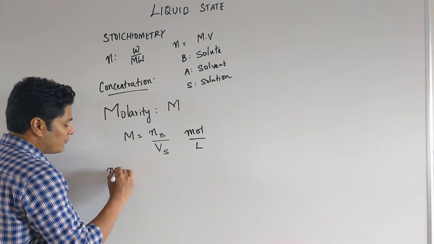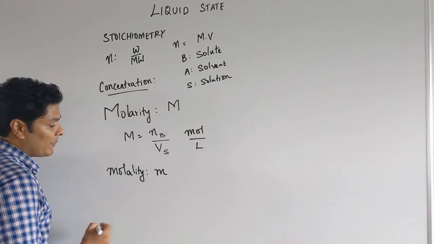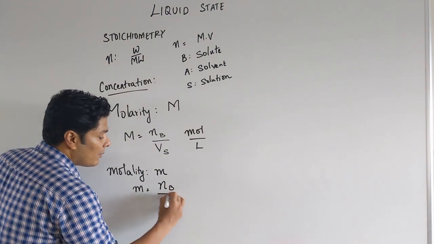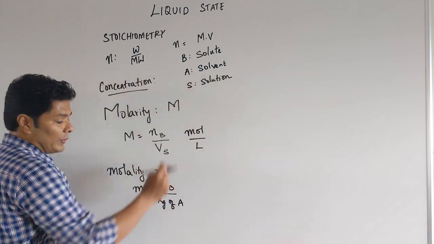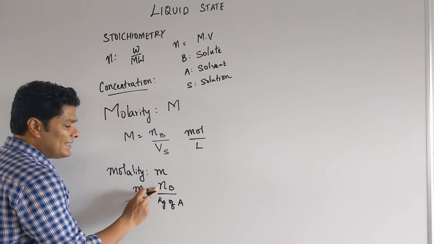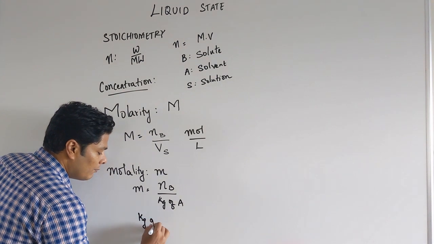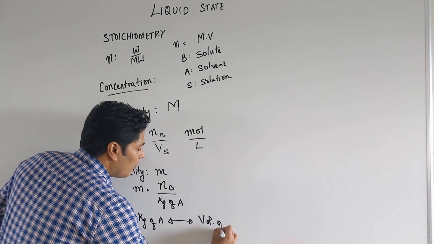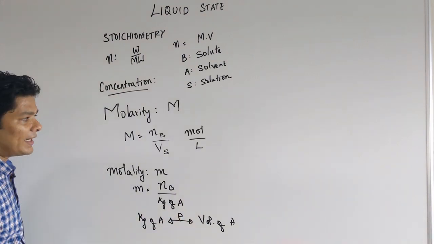The next one you are going to see, which is used in this chapter, is molality, represented by a smaller case m. Molality equals the same moles of solute divided by kilogram of solvent, not solution, solvent. This is another way of doing it. Now moles is easy to do. Kilogram of solvent can be linked to volume of solvent using density. So if the volume is given, density would be the one that is connecting it.